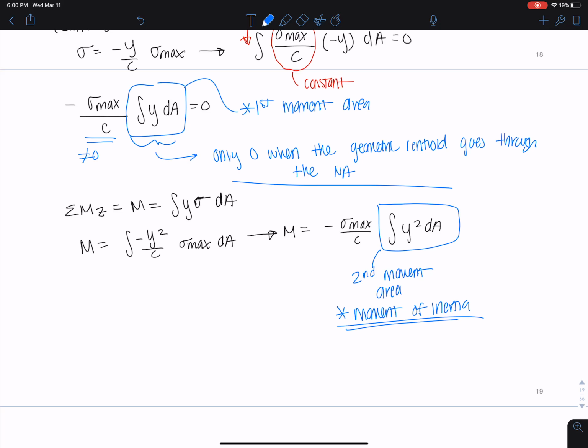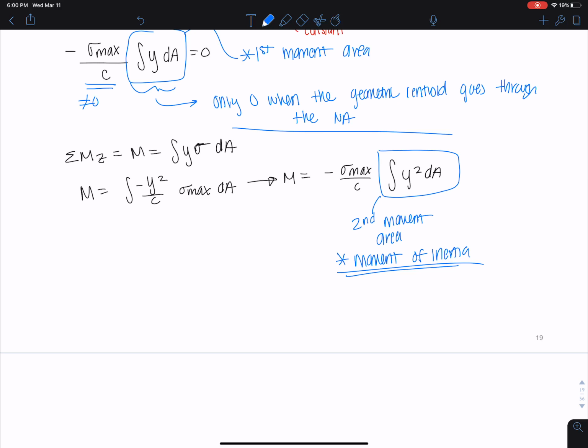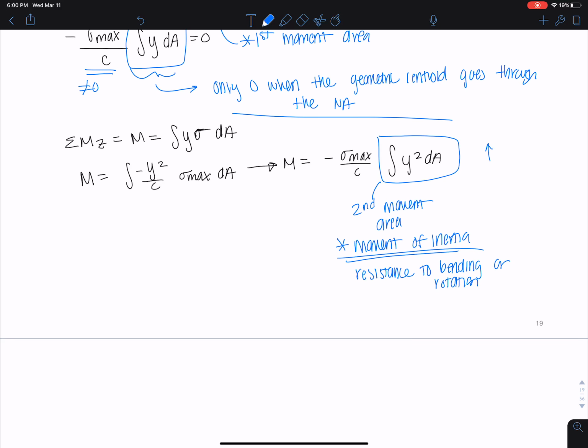Right? We all know what that is. That is our resistance to bending or rotation. So resistance, that is the definition of our moment of inertia. Pretty cool, right? And you can also see, just as a side note, the higher the I, the higher the resistance.